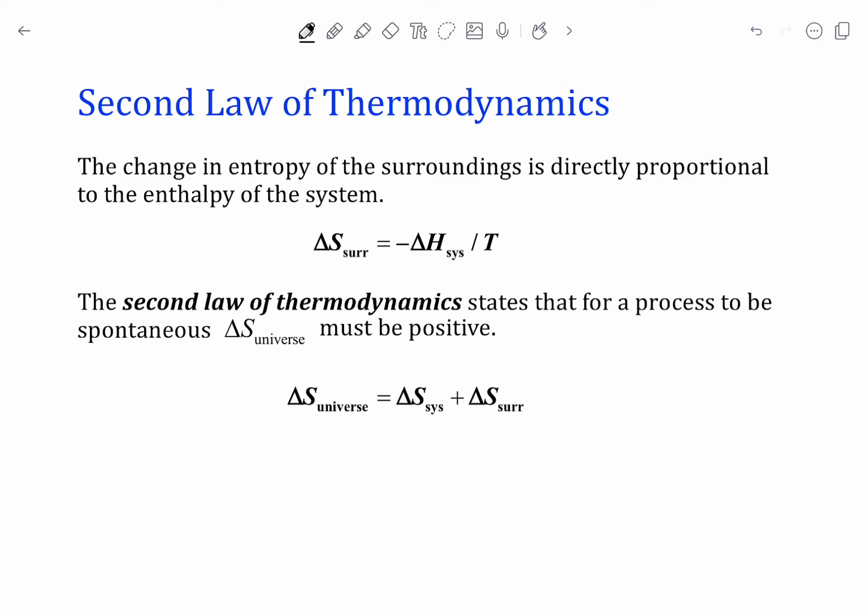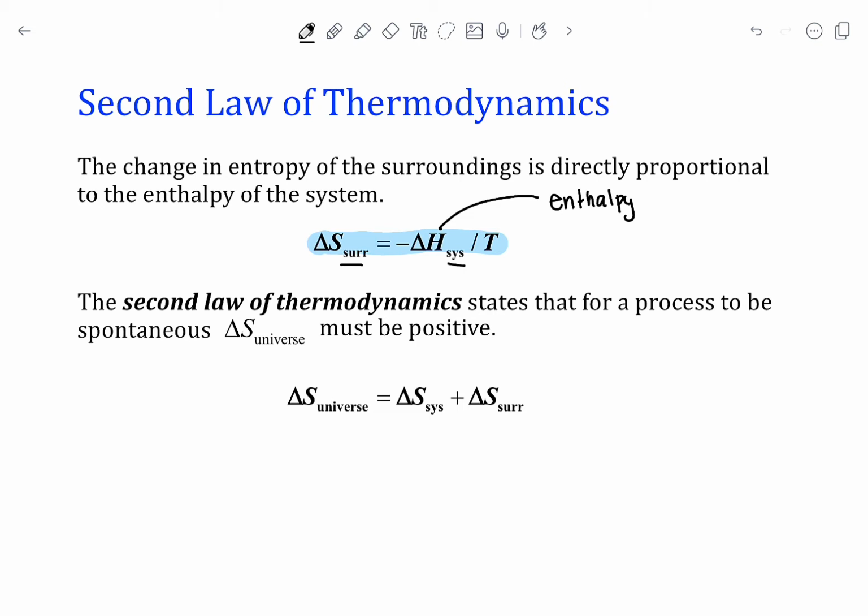In a previous chapter, we've talked about the first law of thermodynamics that said that energy cannot be created nor destroyed. The second law then tells us that the change in entropy of the surroundings is directly proportional to the enthalpy of the system. So we can identify the change in entropy of the surroundings by the equation delta S of the surroundings is equal to negative delta H of the system divided by the temperature. Remembering that we have a difference between system and surroundings here, and delta H is enthalpy.